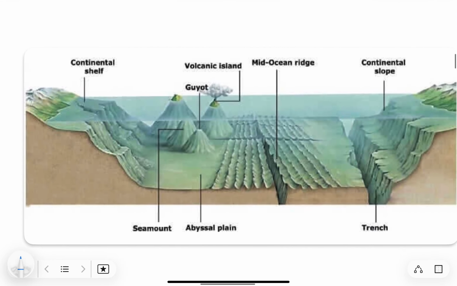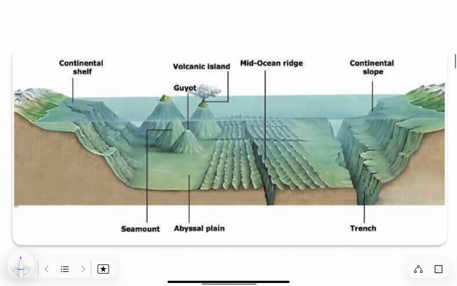So in case of the continental shelf, we will look at this diagram. This area is known as the continental shelf. Then we have the continental slope. Then we have the continental rise.